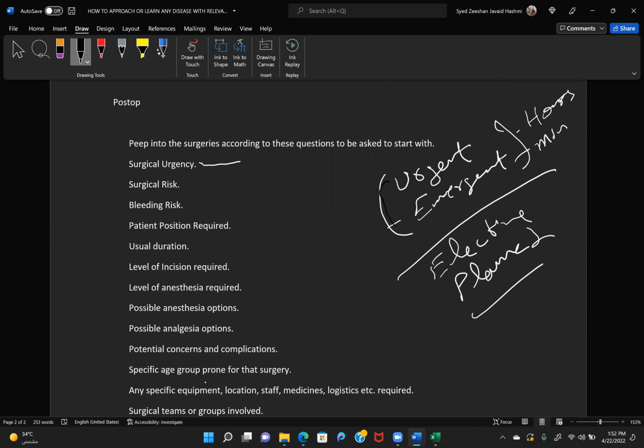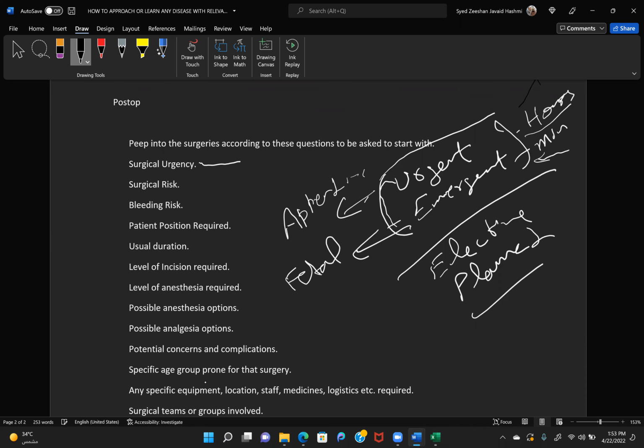Yes, the difference between emergent and urgent, actually we usually use them together, but there is a minor difference. For example, fetal bradycardia is emergent. Appendicitis is urgent. Appendicitis is also an emergency, but for a few minutes we can wait. Emergency is within minutes. Urgent is within hours. Purely emergent surgery, for example, is a firearm injury.